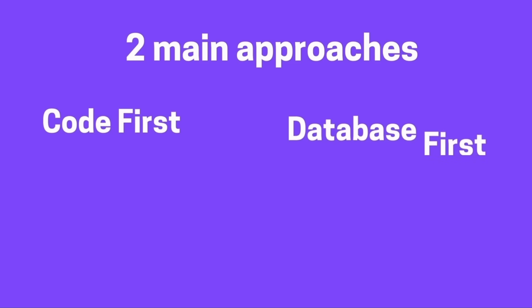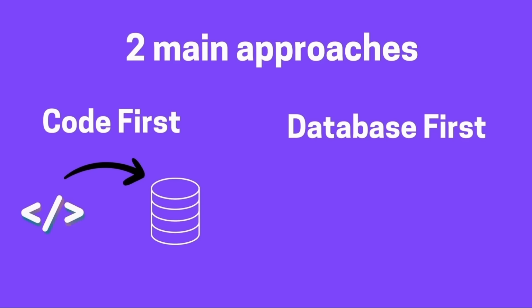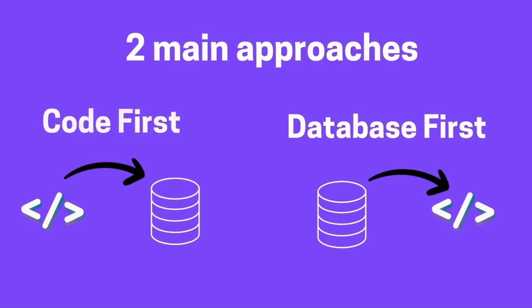There are two main approaches to using Entity Framework Core: the code-first approach and the database-first approach. In this video, we will learn how the code-first approach works. The code-first approach in Entity Framework Core allows us to define the database schema using C# classes and then generate the database from these classes. The database-first approach works the other way around. The code-first approach is ideal when starting a new project without an existing database, as it provides full control over the data model through code.